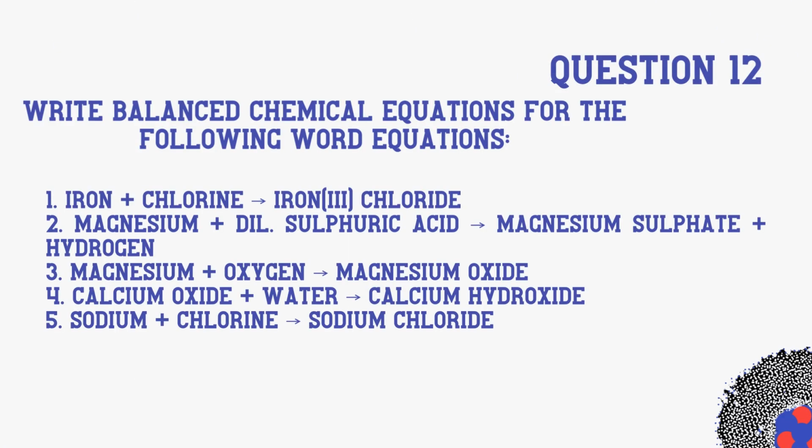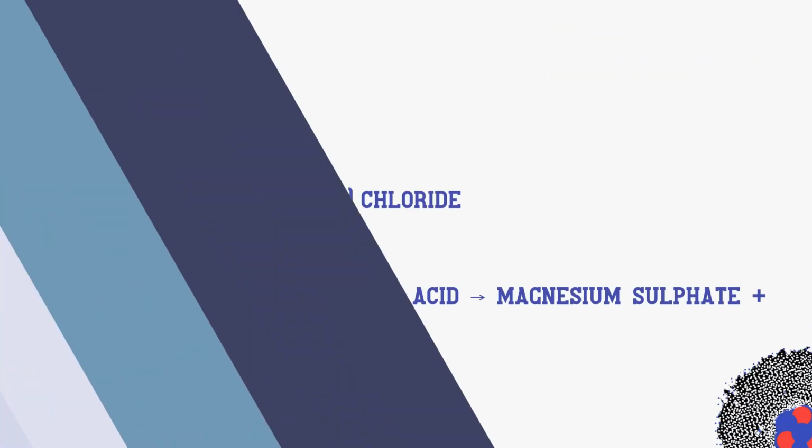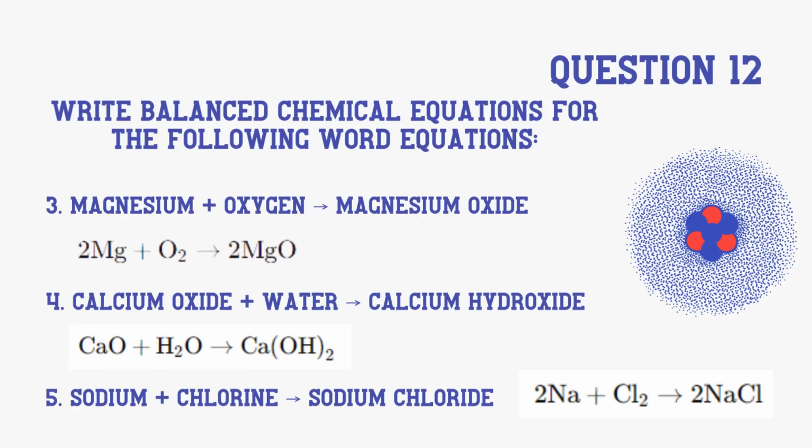Write balanced chemical equations for the following word equations. 1. Iron plus chlorine gives iron(III) chloride. 2. Magnesium plus dilute sulfuric acid gives magnesium sulfate plus hydrogen. 3. Magnesium plus oxygen gives magnesium oxide. 4. Calcium oxide plus water gives calcium hydroxide. 5. Sodium plus chlorine gives sodium chloride. Only check the reactions, and for balancing, I will explain it in the next video.